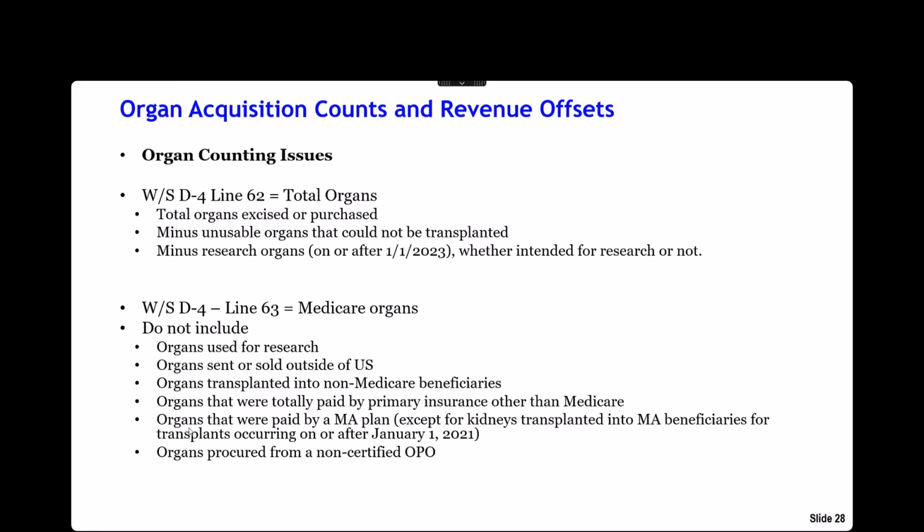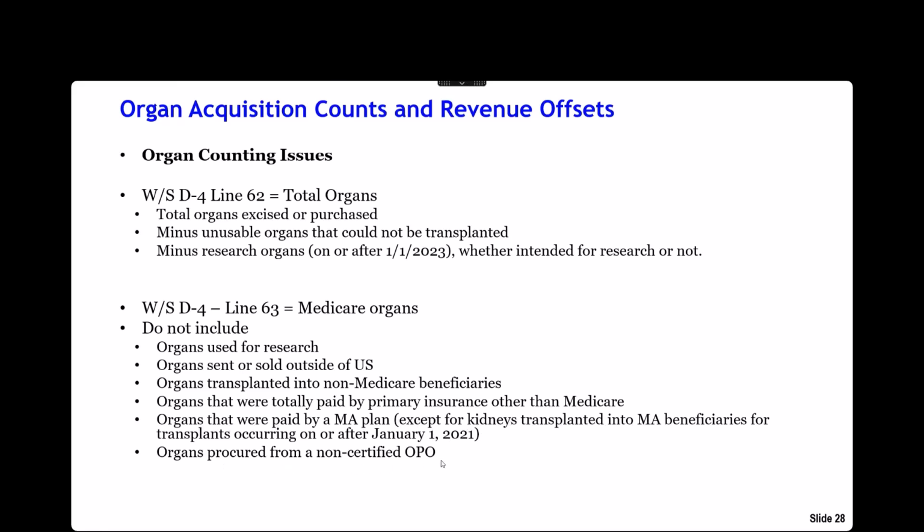And then if the organ is paid by a Medicare Advantage plan or an HMO plan, that's not allowed, with a very limited exception here: kidneys transplanted into Medicare Advantage beneficiaries on or after 1/1/21. So that's kidneys specifically. I know that's odd. Most of the organ acquisition rules are across all the organs. For that one, they limited it to kidneys. And then organs procured from a non-certified OPO.